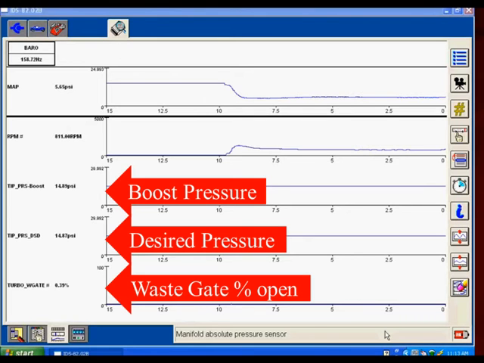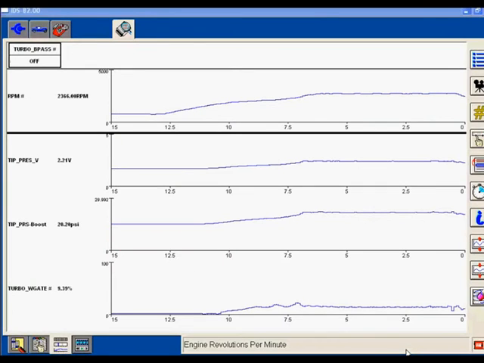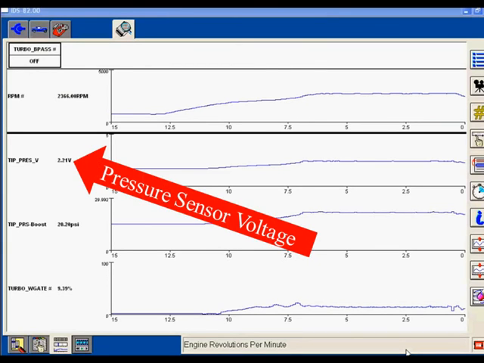Now this is based off that spring inside the wastegate itself. That wastegate spring is actually calibrated to control boost pressure, and in this case it's doing a good job. Here we can see where the actual boost pressure and the wastegate are working together, but the one I want to point out to you on this screen is the pressure sensor voltage. This is from that, once again, simple 3-wire pressure sensor in the intake manifold.